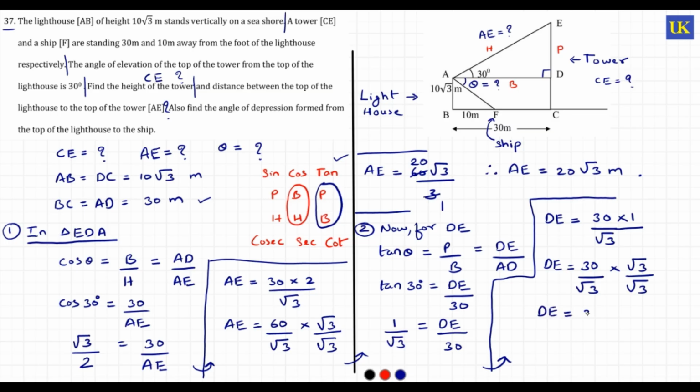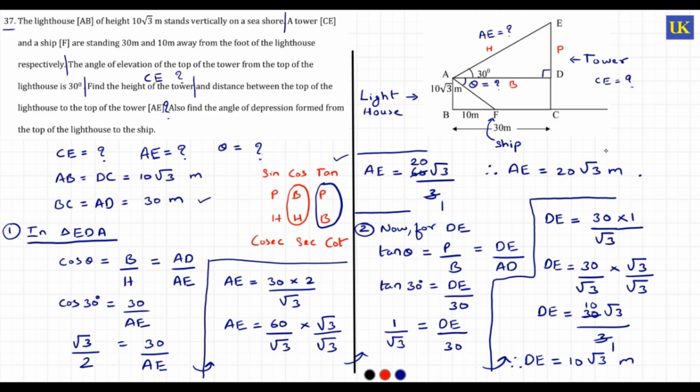So DE is equal to 30 root 3, and in the denominator we have 3 because root 3 into root 3 will become 3. Then we will cancel. 3 ones are 3, 3 tens are 30, 0. So DE is how much? DE is 10 root 3 meter. So we got the value of DE also.